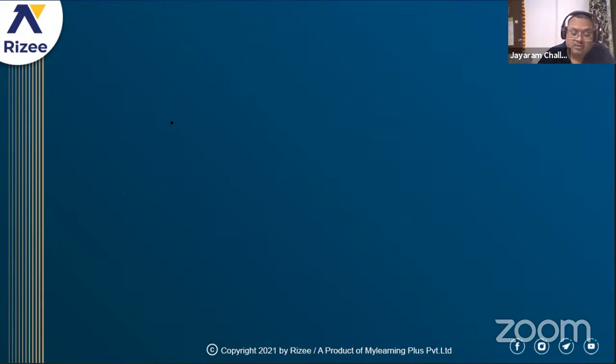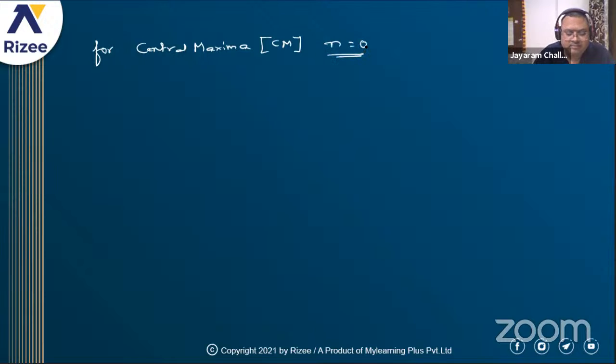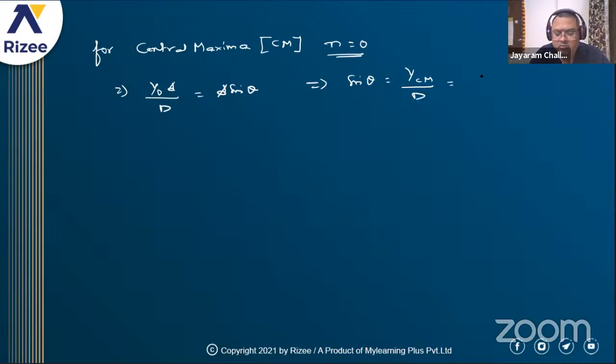Now for solving this, let me name it CM for the central maximum. For the central maxima, the n value will be equal to 0. So you can write it as y naught into small d by capital D is equal to d sine theta. So these two things will be cancelled from this one. Sine theta can be written as y of the central maximum by the distance. So y of the central maximum is 2 by D.